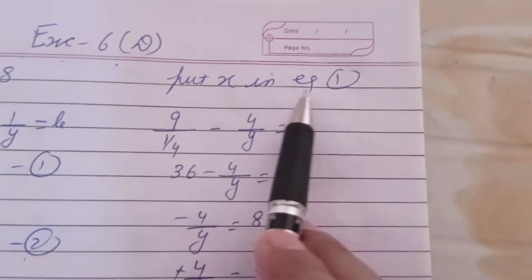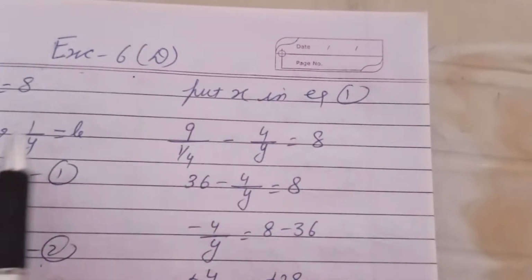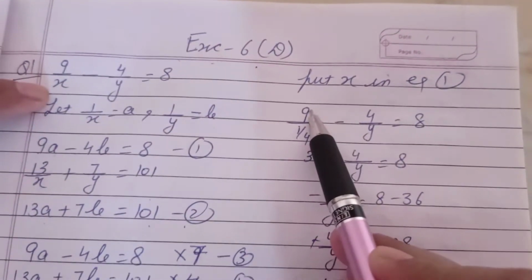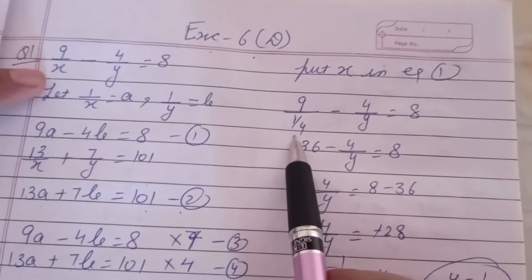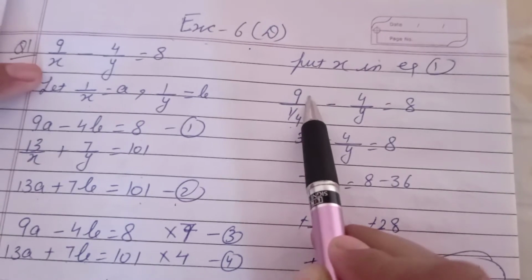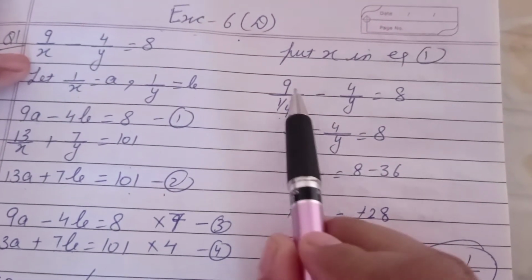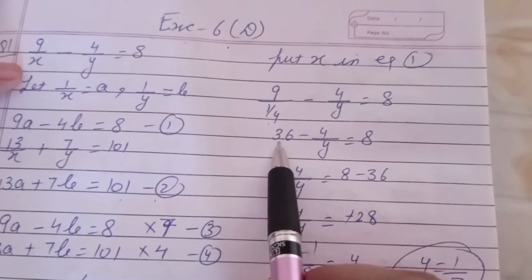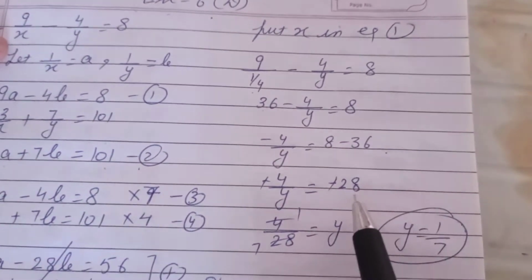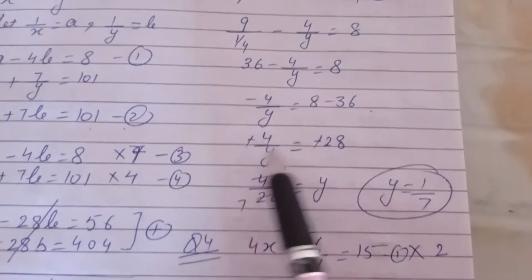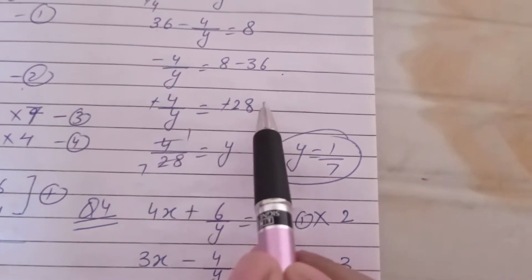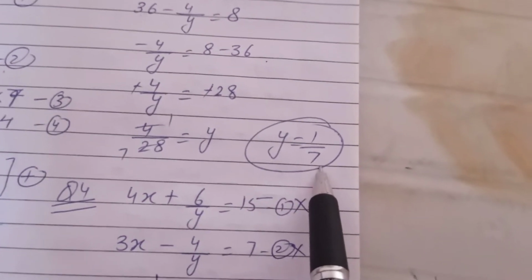Yes, now put this value in any equation, either 1 or 2 or original equation you can replace it. This was our original equation. 9 upon, what was the value of x? 1 over 4 I substitute, minus 4 over y is equal to 8. This 4 will be taken in the numerator. 9 4s are 36 minus 4 over y is equal to 8. Transpose it this side, it will become minus and minus will get cancelled. So take 28 this side, y that side, your answer is 1 by 7.